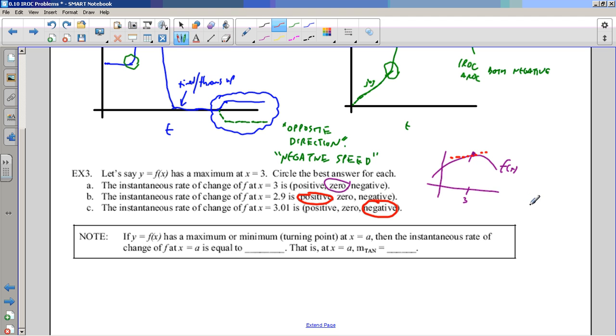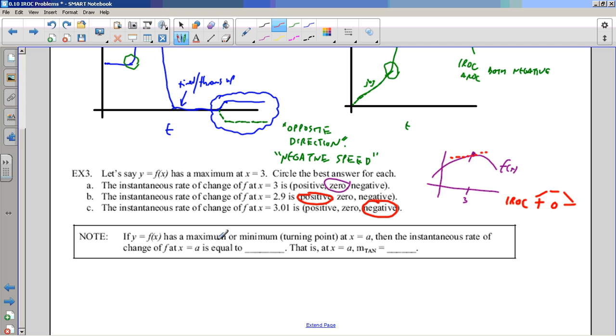And so, in fact, if I look for an instantaneous rate of change that's positive, 0, then negative, that'll give me that the function is this shape. And we're going to come back to this pattern later in the lesson as well.